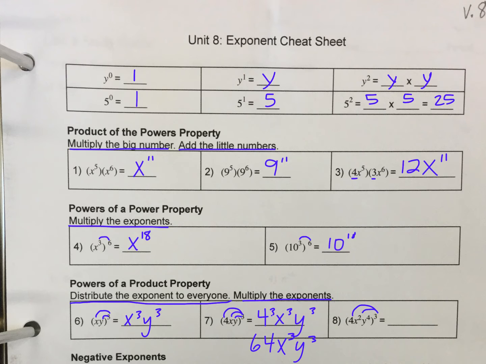Let's distribute this one here. 4 to the third, which we know is 64. X, 2 times 3 is 6. Y, 4 times 3 is 12. So x6, y12. All right.